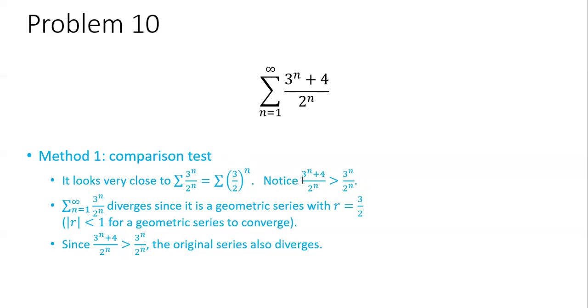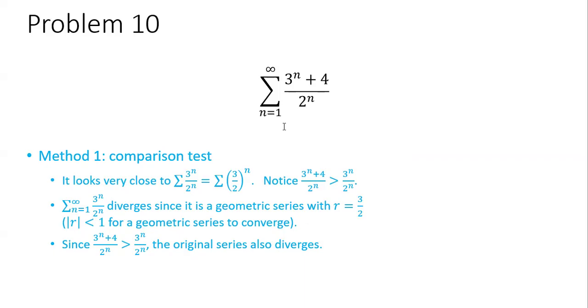We notice that our guy is greater than 3 to the n over 2 to the n, at least within this interval. We know this guy diverges since it's a geometric series with r equals 3 halves. 3 halves is bigger than 1, so that's why it diverges. Since our guy is even bigger than something that diverges, our guy is going to diverge as well.